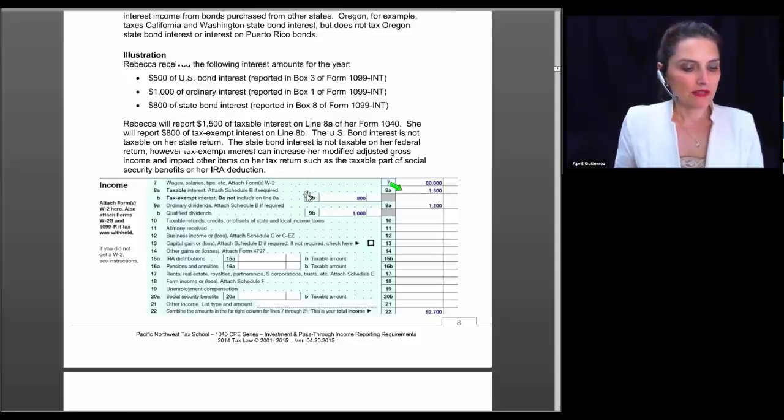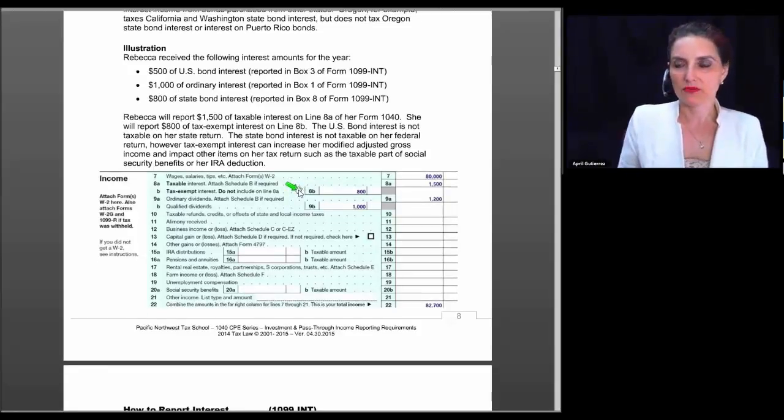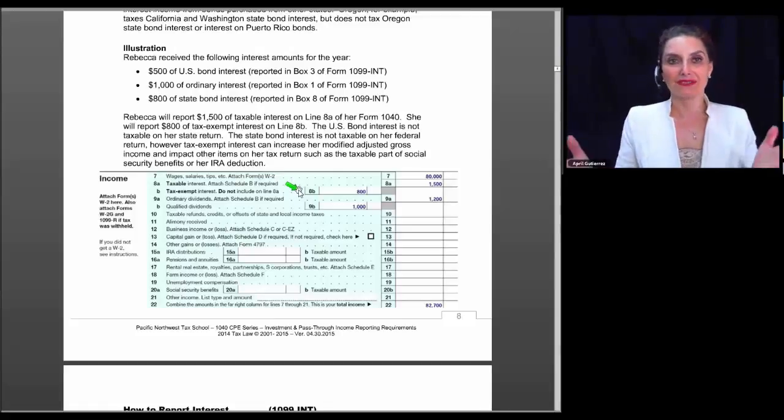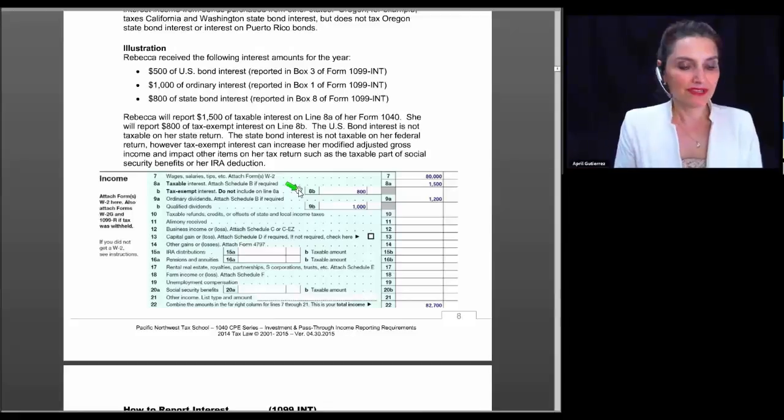Now on line 8B, we're showing the amount of tax-exempt interest, and the question about whether or not this tax-exempt interest will remain tax-exempt at the state level is going to depend on what state issued the interest and what state you're reporting the income in. So again, say I'll just make up Idaho this time. You're a resident of Idaho. Is the $800 of state bond interest issued by Idaho? Because if it's issued by any other state, odds are Idaho's going to want a piece of that.